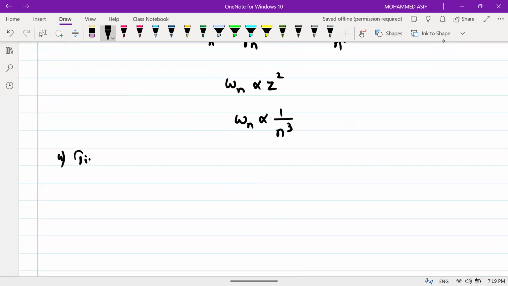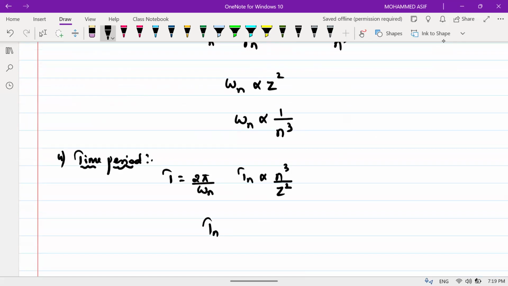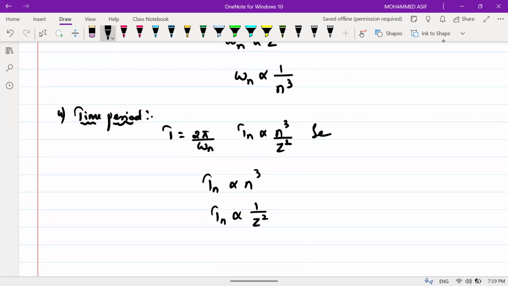So time period of your nth orbit. What is the formula for time period? T is equal to 2 pi divided by omega nth orbit. 2 pi is a constant, so I can say that it is directly proportional to your n cube and inversely proportional to your Z square. So time period of nth orbit of the electron revolving in a circular orbit is directly proportional to n cube, and inversely proportional to atomic number square. Clear? And unit for this one will be equal to how much, beta?